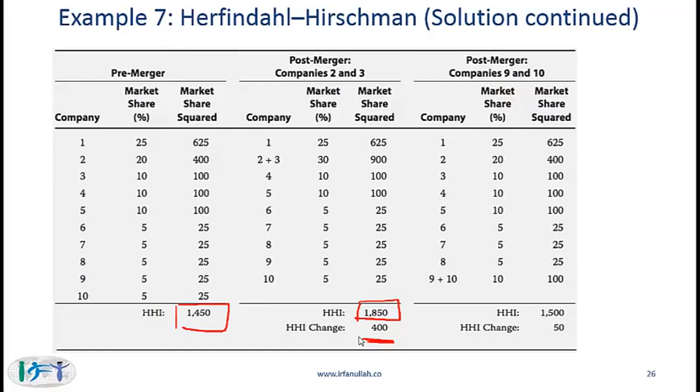Do you think there will be any antitrust action over here? So now, if you look at this 1450, when 2 and 3 merge, we have a big jump of 400, and the post-merger HHI is greater than 1800. So this would most likely involve some regulatory activity. Whereas over here, we are less than 1800 and the jump is relatively small, so it is unlikely that there will be any antitrust activity over here.